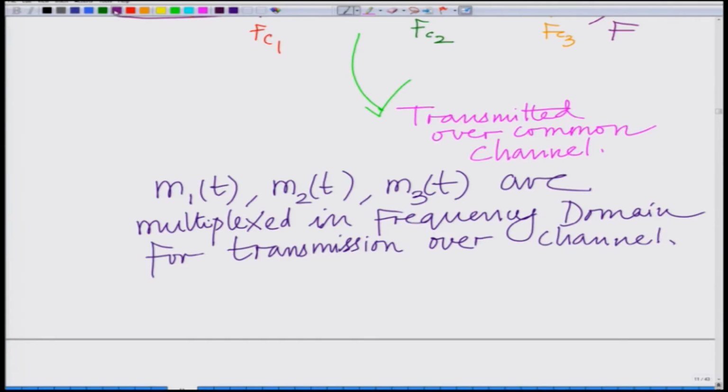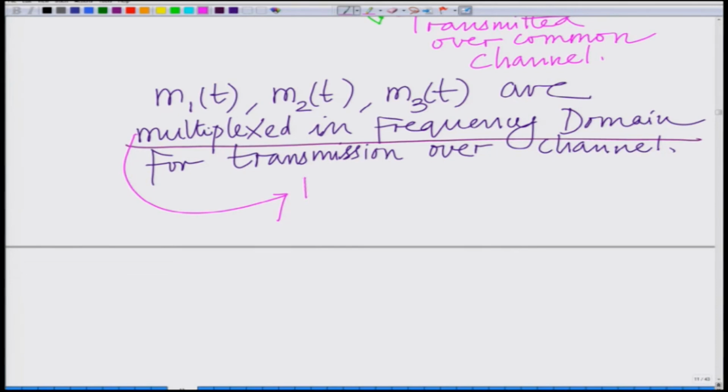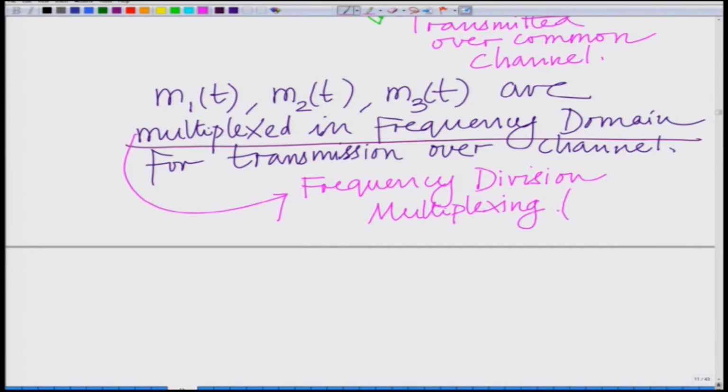Okay. And this multiplexing in the frequency domain is nothing but your frequency division multiplexing, or FDM. Okay, this is frequency division multiplexing or FDM.